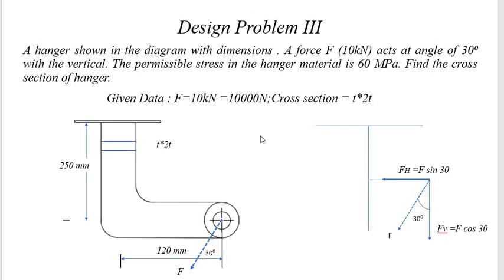A hanger shown in the diagram with the dimensions as follows. A force F of 10 kN acts at an angle of 30 degree with the vertical, and the permissible stress in the hanger is 60 megapascal. Find the cross section of the hanger. Since the force is acting at an angle of 30 degree, we have to resolve the force into components, that is horizontal and vertical components. Since the force is making an angle 30 degree with the vertical, the vertical component will be F cos 30 and the horizontal component will be F sin 30.